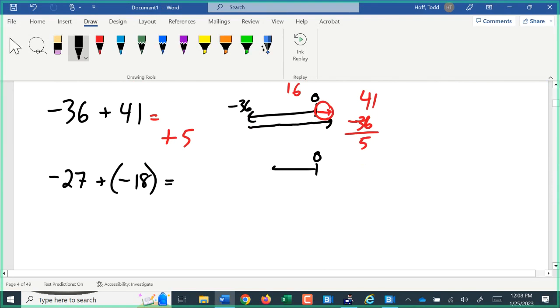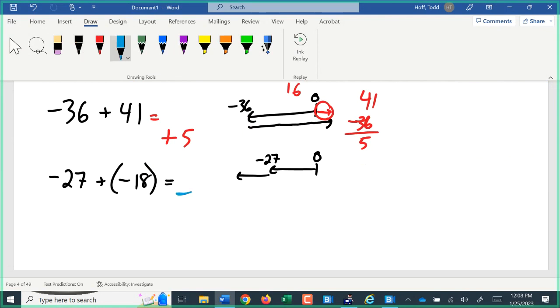I might have a negative 27 plus a negative 18. 0. Negative 27 goes that way. Negative 18 goes in the same direction. So this one's definitely negative. We're definitely on the negative side of 0. And the vectors go in the same direction. So since they go in the same direction, we just add their absolute values. 27 plus 18 is 45. So this answer is negative 45.